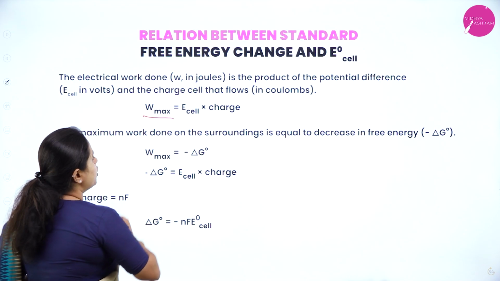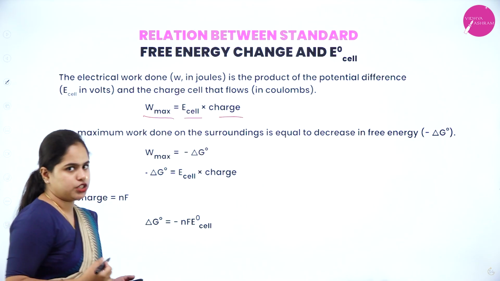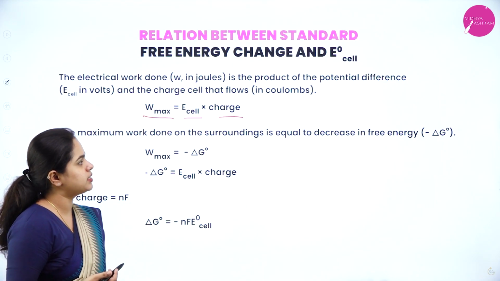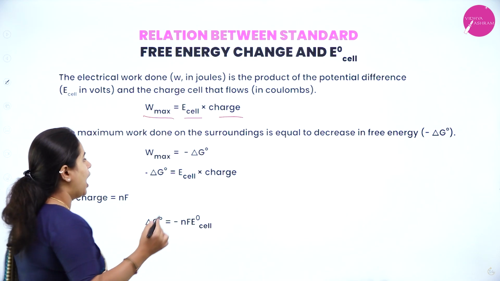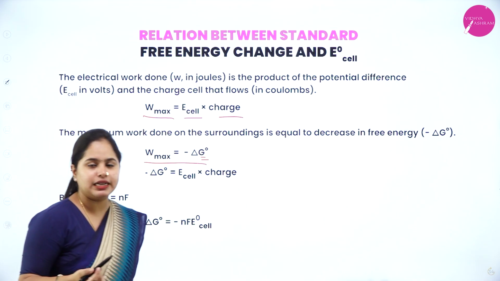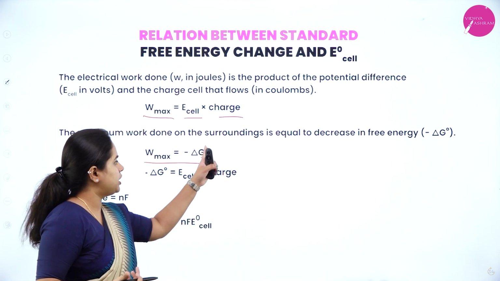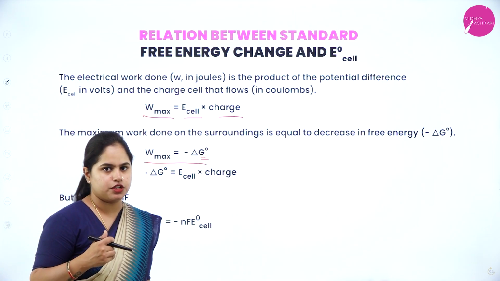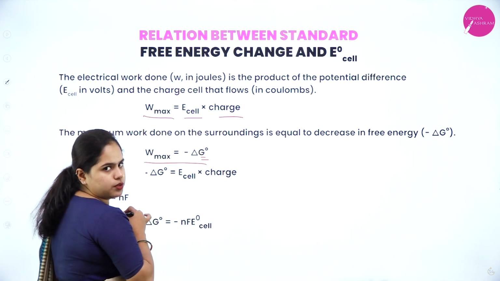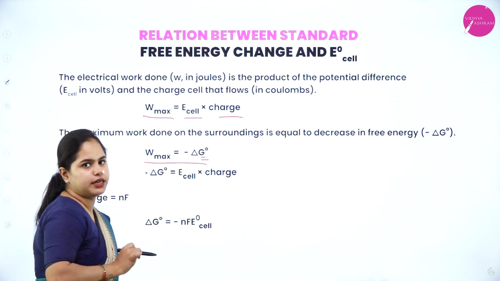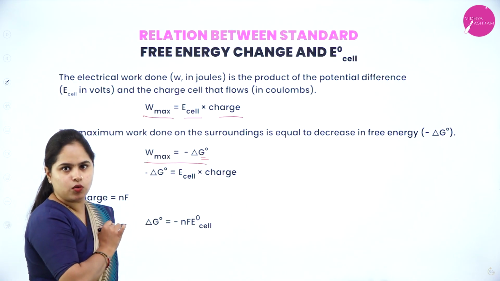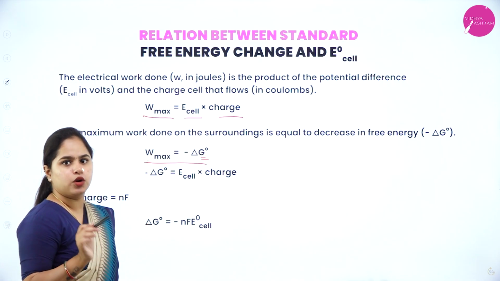So as you can see, W is equal to E cell into charge. It is the potential into charge that flows. So the maximum work done on the surroundings is equal to the decrease in free energy. And also we know that W is equal to minus delta G naught, where this delta G is Gibbs free energy, right? And the superscript naught stands for standard conditions. So from these two equations we can see W is equal to E cell into charge as well as W is equal to minus delta G naught. So when comparing these two equations, what can I say? Here the LHS is equal, hence my RHS will also be equal to each other, right?